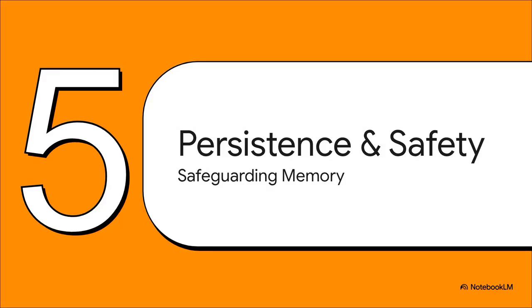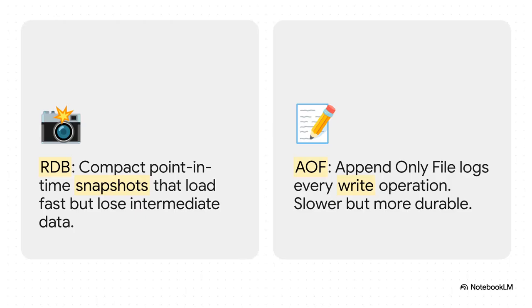And finally, Section 5, Persistence and Data Safety, Safeguarding Memory. Redis offers 2 main persistence solutions, and they both have their own trade-offs. First up is RDB, which takes point-in-time snapshots of your entire dataset. These are incredibly compact files, and they load blazingly fast. But if the power dies between those snapshots, you lose all that intermediate data.